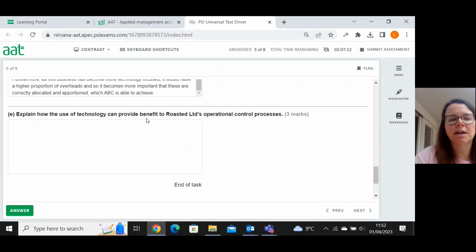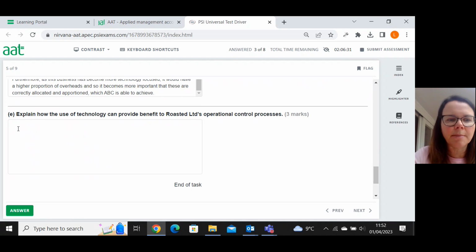Explain how the use of technology can provide benefit to Roasted's operational control processes. Right, so using technology to its operational control processes. So operational control is about how are we managing things like our inventory, for example, our labour, our workforce. So how can technology improve? Explain. So again, looking for a number of short paragraphs, not just stating, but actually explaining how it can help.